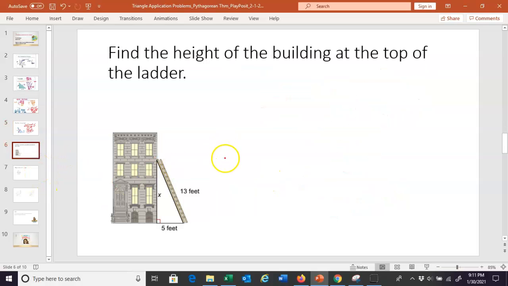All right, here's another example. Find the height of the building at the top of the ladder. So my stepdad is a firefighter, and actually he retired last year as a battalion chief. He didn't really get into the fires anymore recently. He is retired now, but he told me that they actually use the Pythagorean theorem to decide which ladder to grab off the truck. And I was astonished.